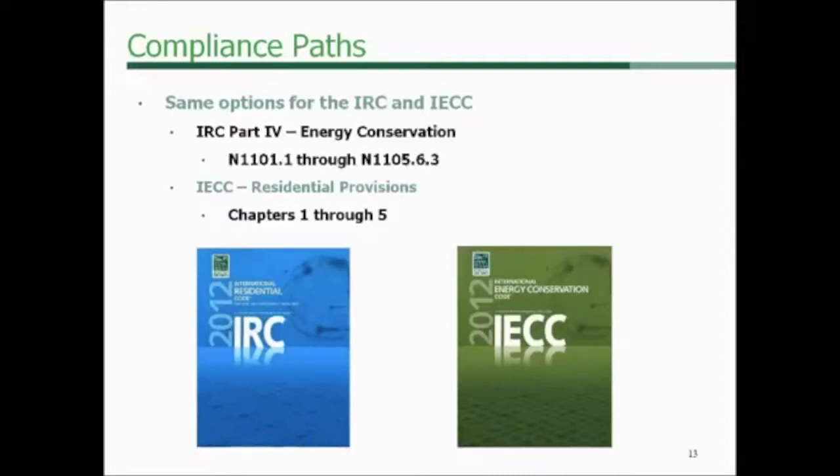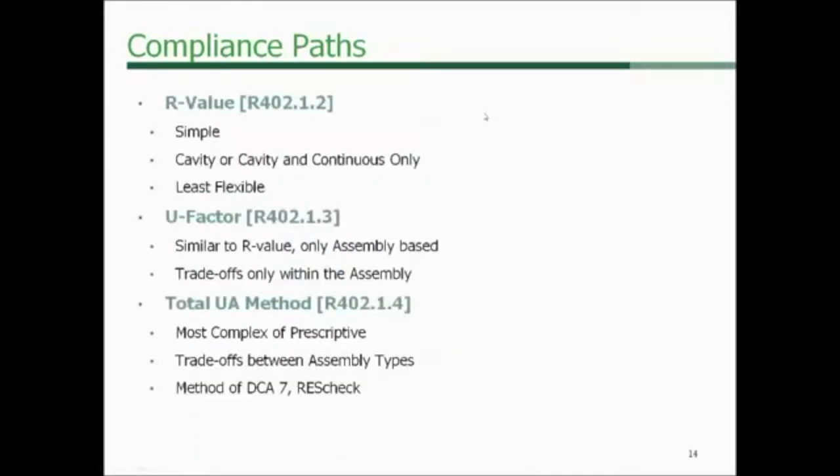So we're talking either Part 4 energy conservation of the IRC or the residential provisions of IECC chapters 1 through 5. Okay. There's 3 prescriptive compliance paths. There's also a performance path, but that requires more intense modeling, and so it's kind of outside the scope of this presentation. But the 3 prescriptive paths are the R value path, which is very simple, and it's cavity and continuous insulation focus. So just as long as you have enough insulation in there, you're fine. It just says, I don't care about anything else, just put enough insulation in.